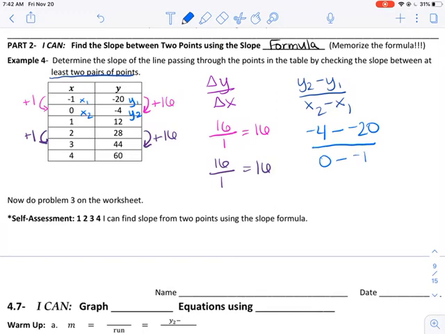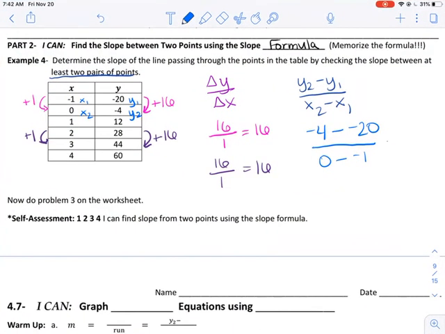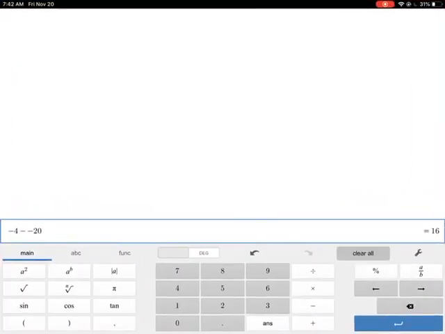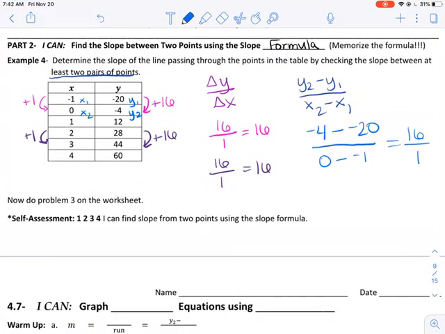Now, since there's so many negatives here, I'm going to plug these into my calculator. -4 minus -20 equals 16. And 0 minus -1 equals 1. Okay, so that is the same. It's 16 over 1, just like we got on the other side, and it's 16, which is good because we should get the same slope every time.